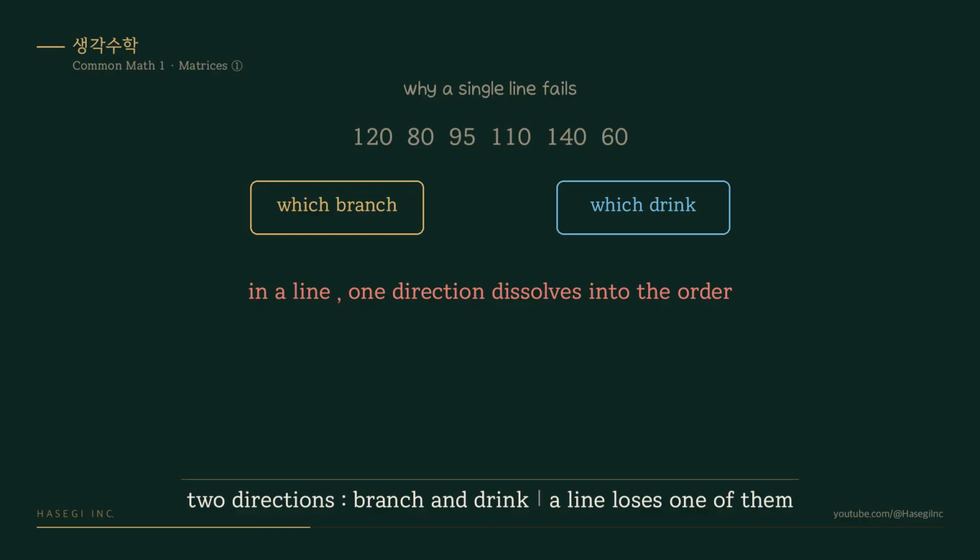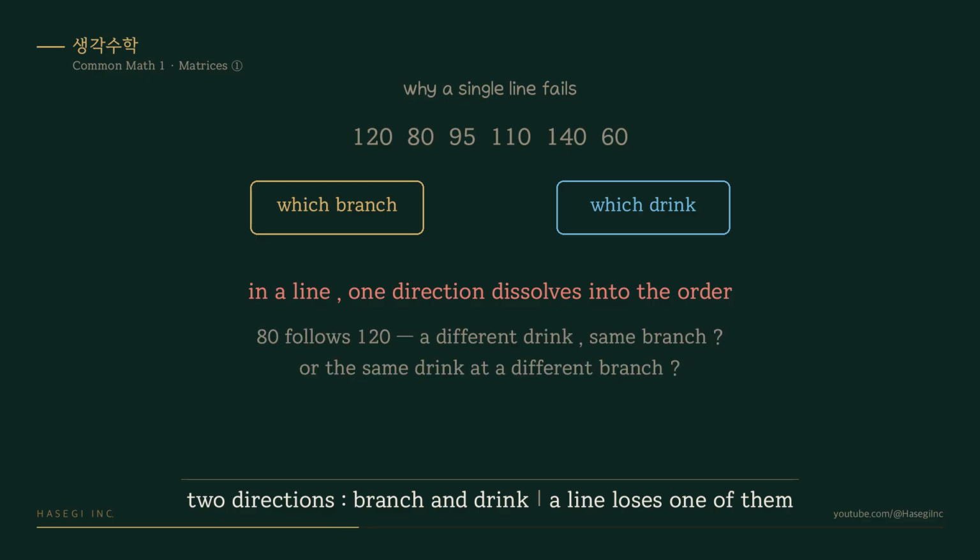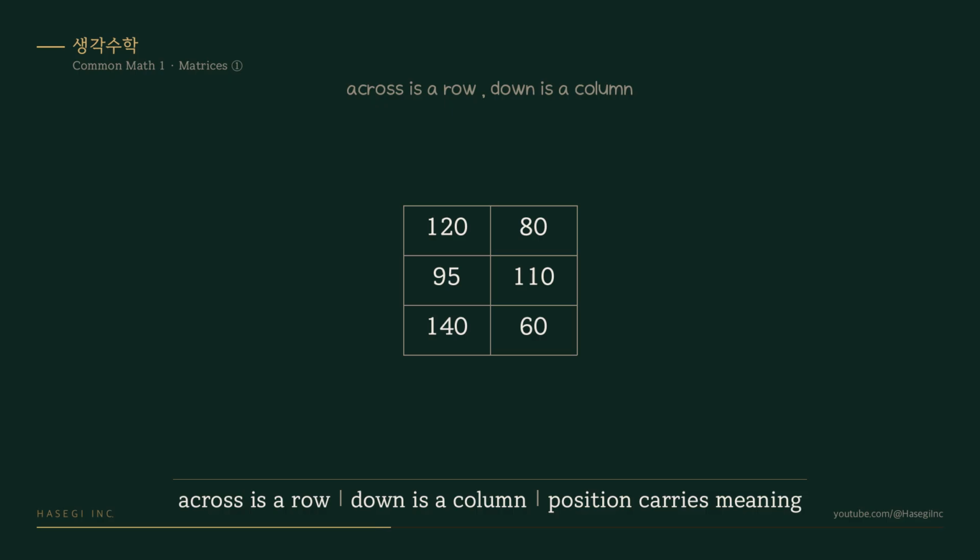You can see that 80 follows 120, but you cannot tell whether that is a different drink at the same branch or the same drink at a different branch. 2 directions of meaning need 2 directions of position. So we use across and down.